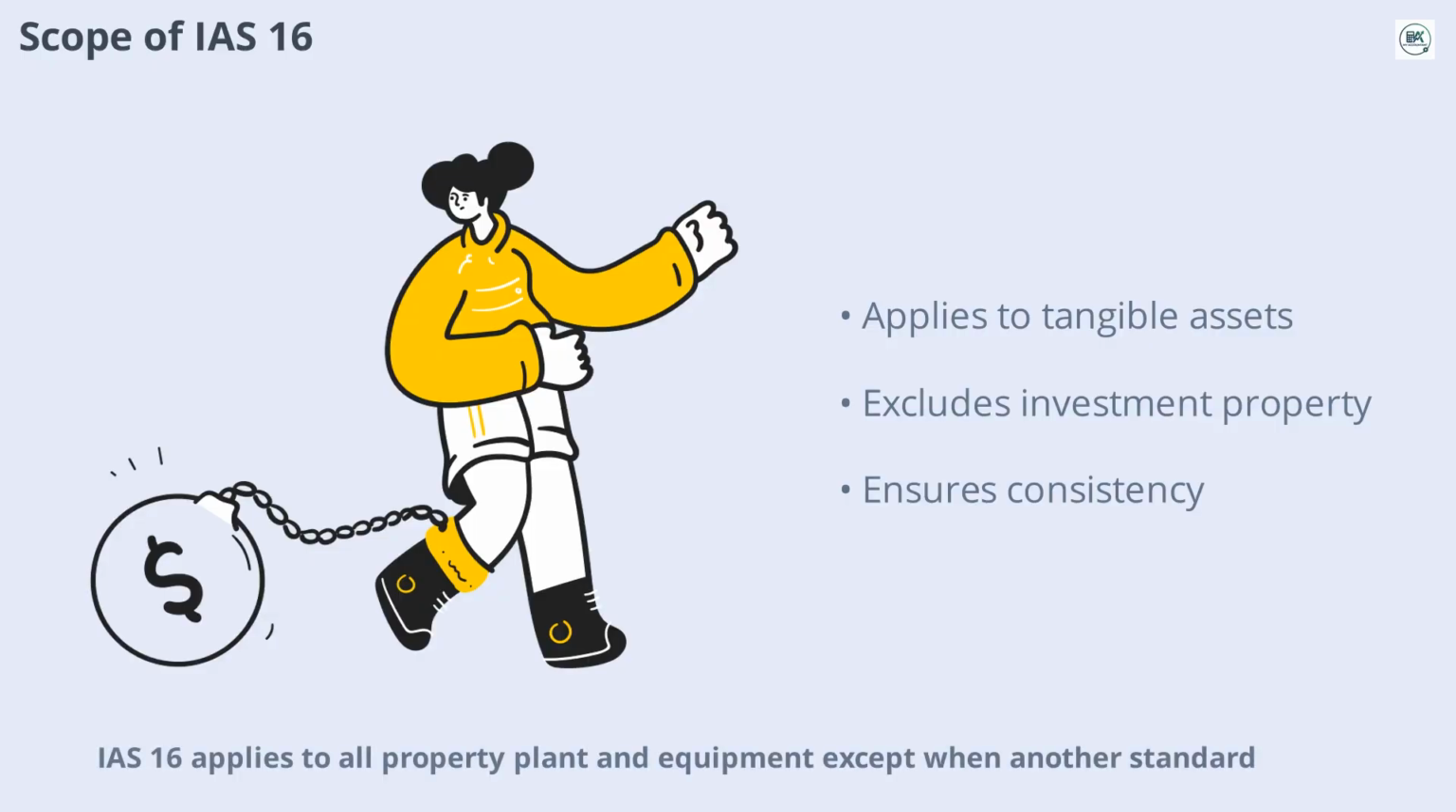IAS 16 applies to all property, plant, and equipment except when another standard requires or permits a different accounting treatment. For example, assets classified as investment property or biological assets are covered by other standards. The scope of IAS 16 is broad, covering everything from office buildings to machinery and vehicles. By defining what falls under its umbrella, IAS 16 helps companies avoid confusion and ensures consistent application across industries.